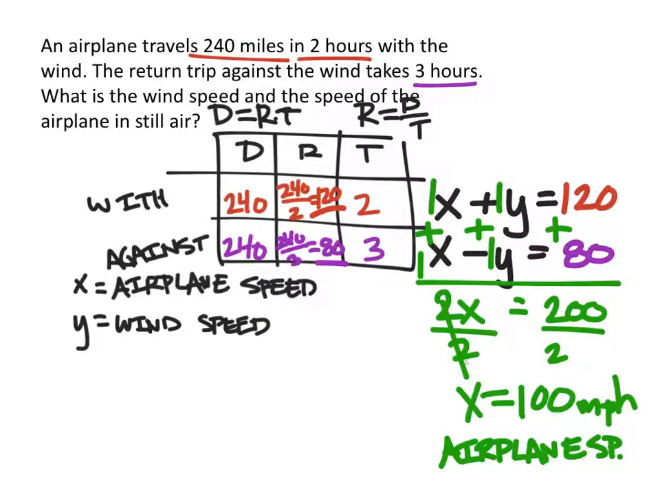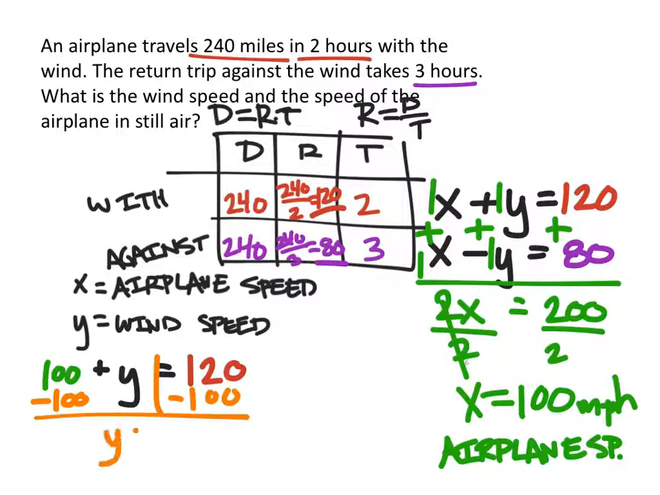Well, if the airplane is going 100 miles per hour, just go to one of the two equations. Doesn't matter which one. Again, I'm going to choose the one that has a positive coefficient of y, just to make that easy. x plus y equals 120. That was with the wind. But now I know the speed of the airplane, which is x, is going to be 100. And yes, you could have just taken 120 minus 100. It's not necessary that you use the equation on this, but do subtract 100 either way, and then we get y equals 20, or 20 miles per hour. That's my wind speed.